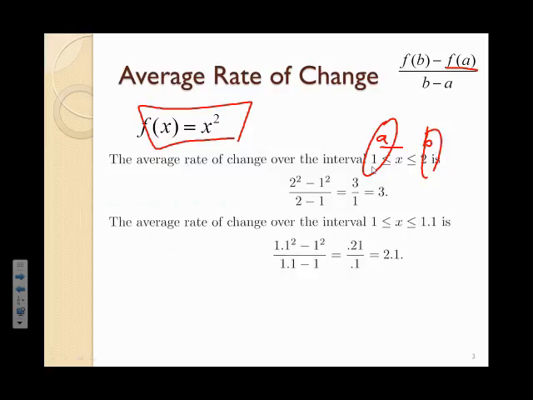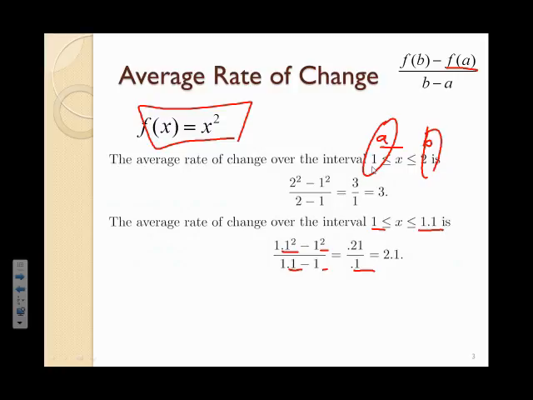Now, continuing on, if we made the interval smaller, say we wanted to find the average rate of change over the interval from 1 to 1.1, including both those numbers. Well, now our b is this 1.1, and our a is 1. So we put it into the formula, and we get 1.1 squared minus 1 over 1.1 minus 1, and we get 0.21 over 0.1, so the average change is going to be 2.1.